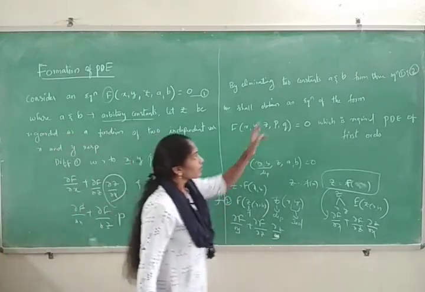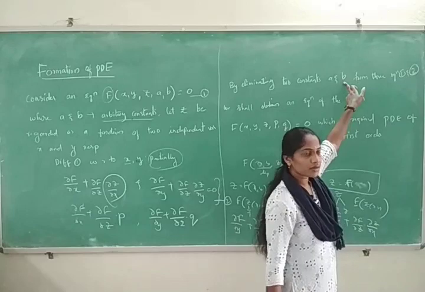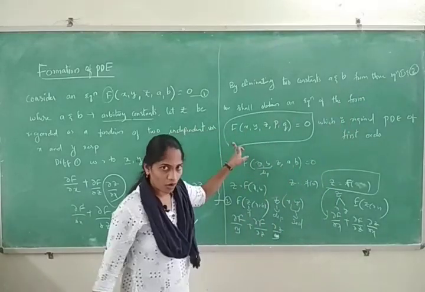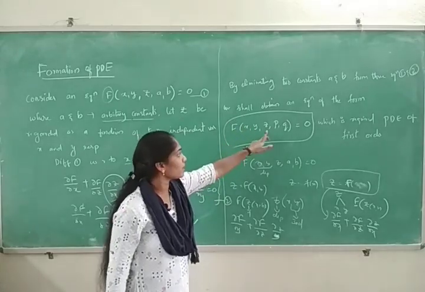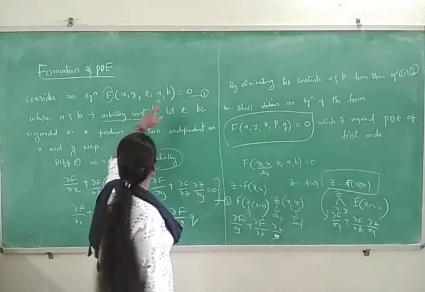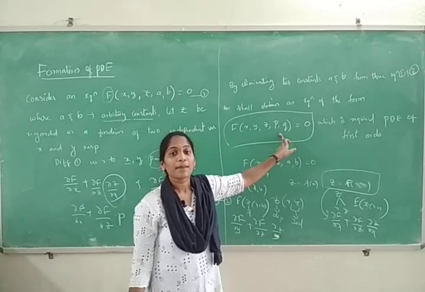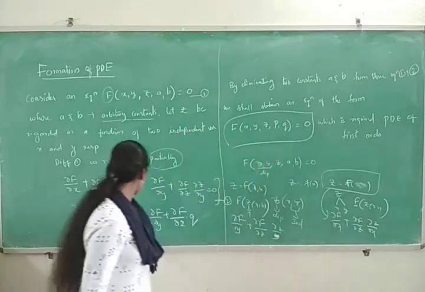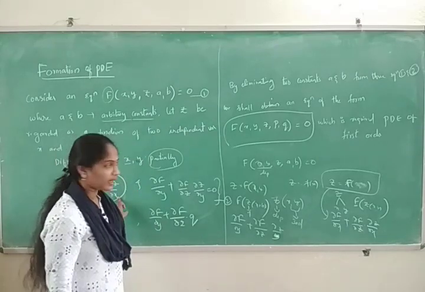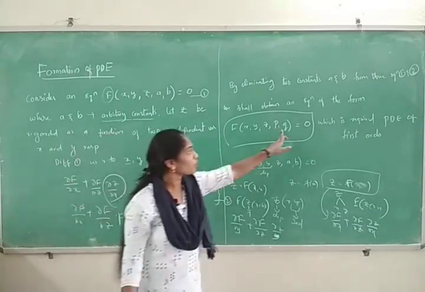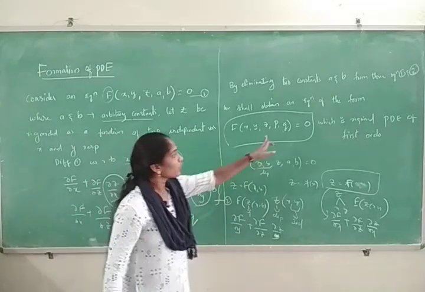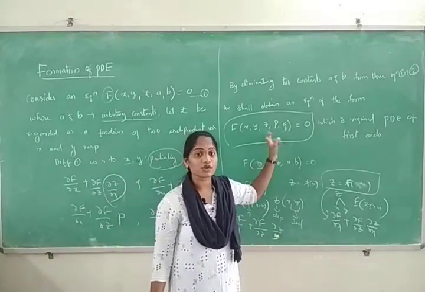So you are eliminating the arbitrary constants a and b, and then the required equation we get is F of x comma y comma z, and in the place of the arbitrary constants you are getting some P comma Q. These are not arbitrary constants. P means dou z by dou x, Q means dou z by dou y. So you are getting this, our required equation of first order.